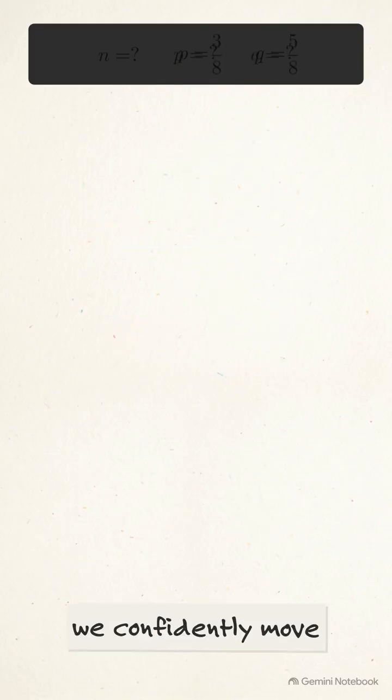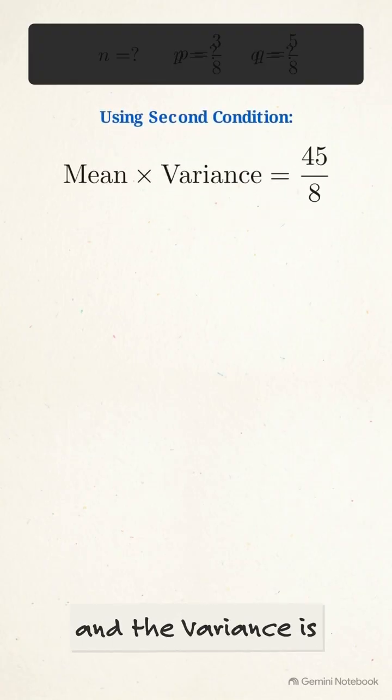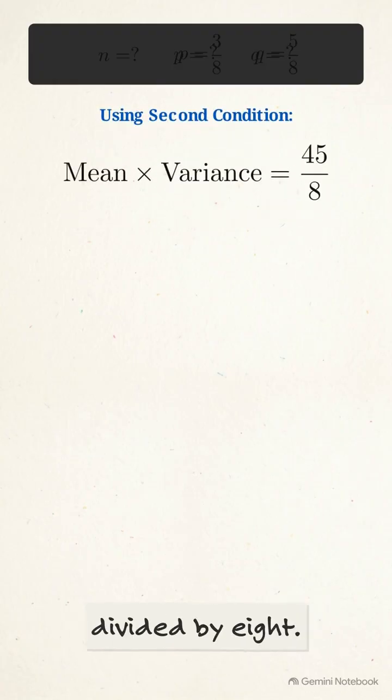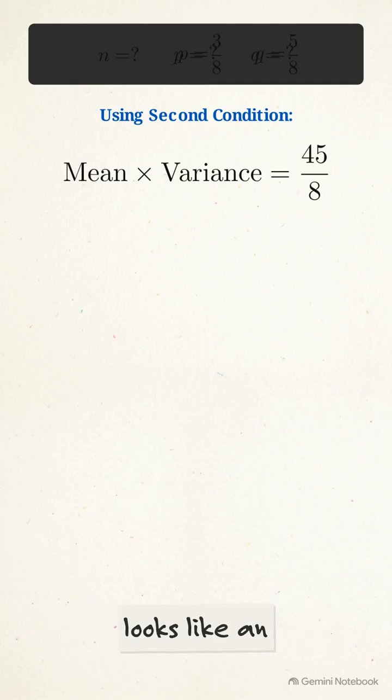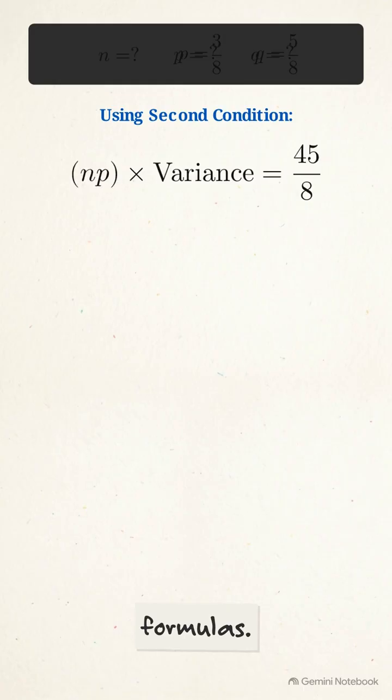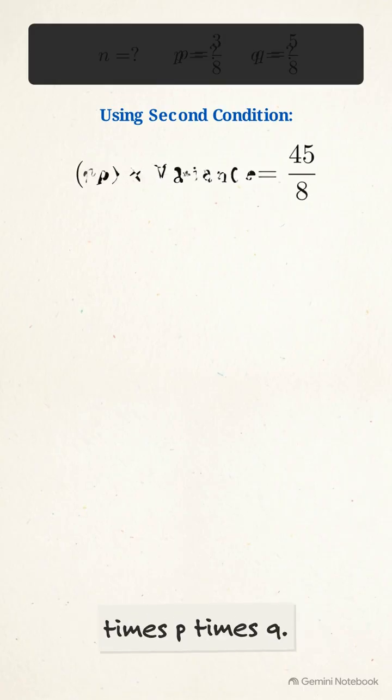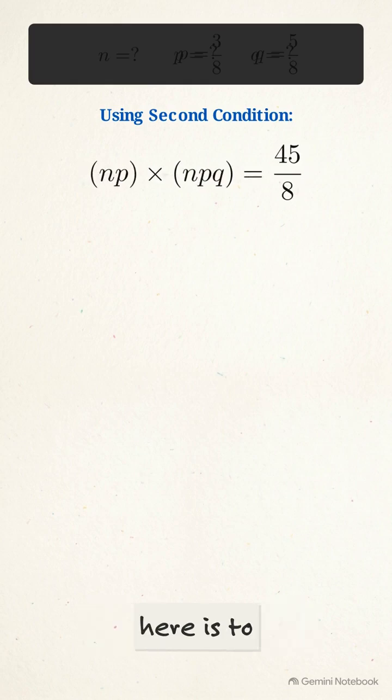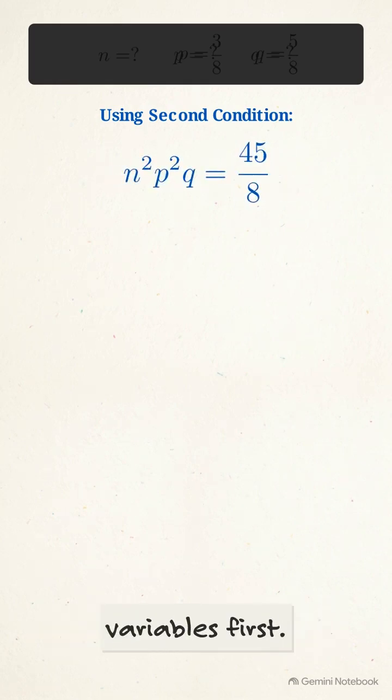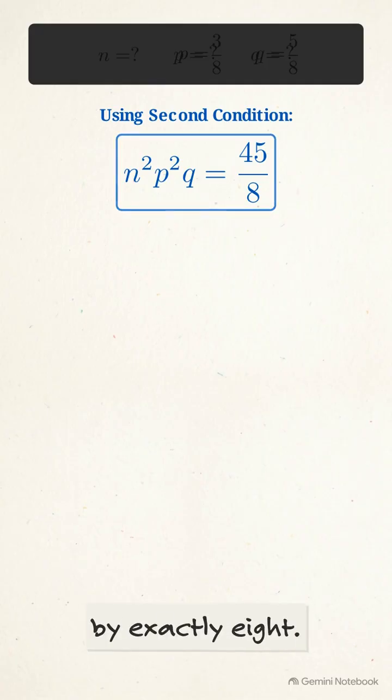Now we move to the second given condition. The question states that the product of the mean and the variance is exactly 45 divided by 8. Expanding this directly looks like an algebraic nightmare. Instead, let us write the standard formulas. The mean is defined as n times p, and the variance is n times p times q. The core shortcut here is to multiply these variables first. np multiplied by npq becomes n squared p squared q, so we equate n squared p squared q to 45 divided by 8.